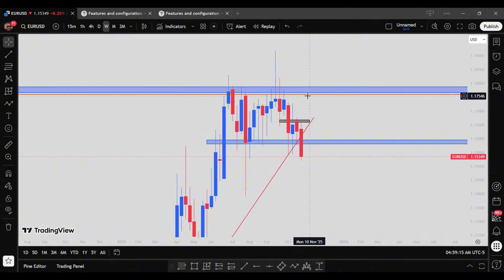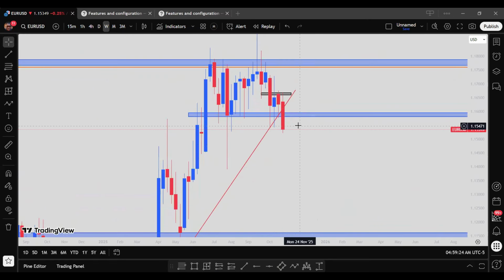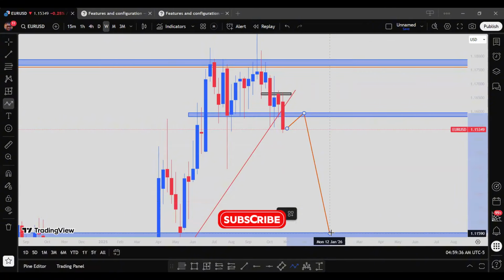Looking at it this way, we have equal highs here. So this was a double top on EURUSD, you could see, and this was the neckline of it. Price has broken below the neckline. So what I'm waiting for on EURUSD is a retest. If price broke a chart pattern, we always wait for a retest of it to confirm the break. That's what I'm waiting for on EURUSD.